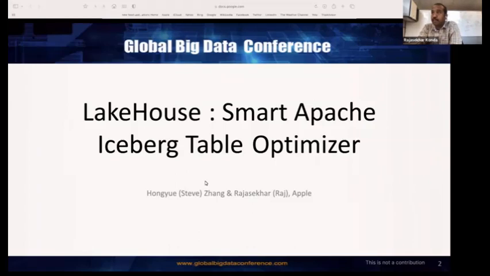I'm presenting with Steve, my colleague, who built the core optimization service, which we call Smart Iceberg Table Optimizer. So we are going to talk about that service today. There are two parts to this talk. I'll talk about what is Iceberg, and Steve is going to talk about the optimization service.